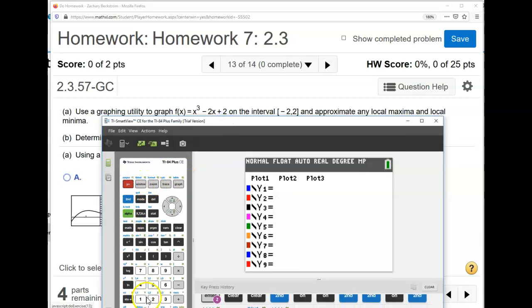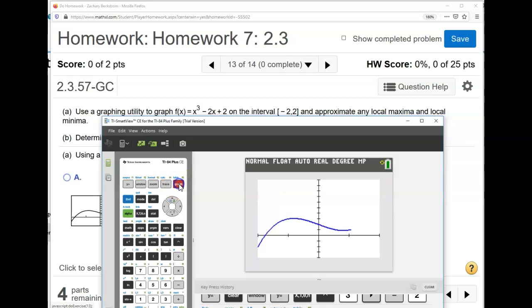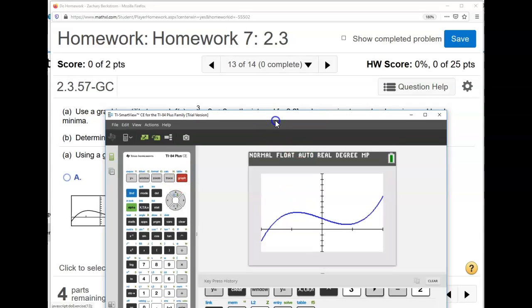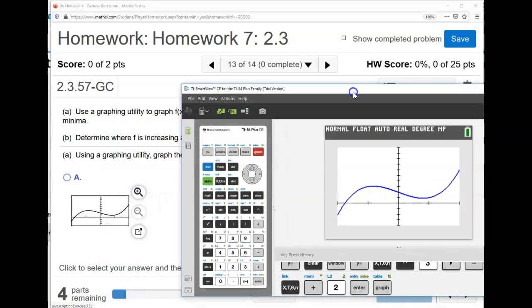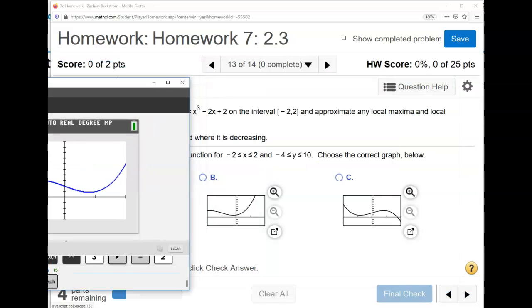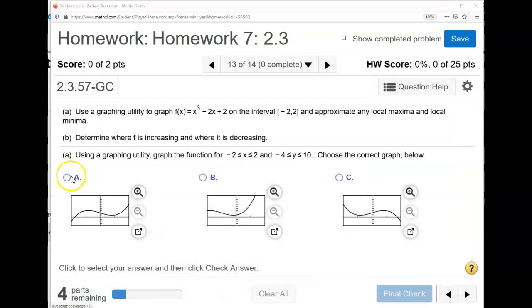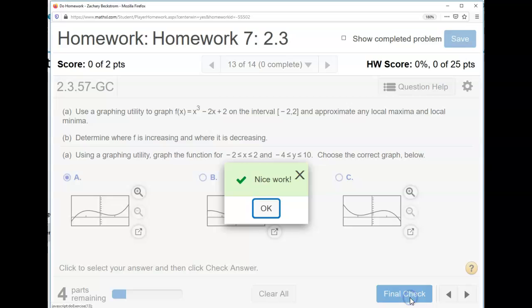And then we are going to go to y equals, and I'm going to put the function in here. So this is x cubed minus 2x plus 2. Put that in there, and then we're going to graph that. So it looks just like that. Now we're going to see which one of those three it is. It already looks like it's going to be A. Let me just make sure it doesn't look like B or C, which it does not. So A is going to be the correct answer there.